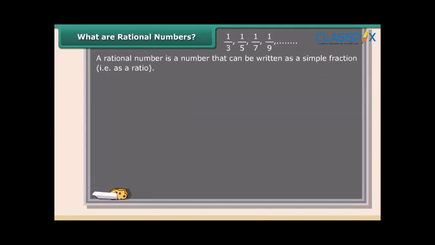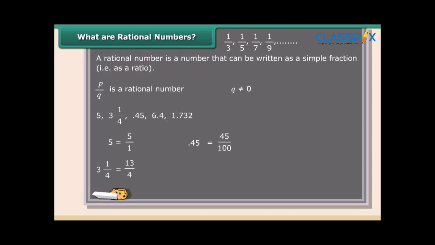A rational number is a number that can be written as a simple fraction, that is, as a ratio. So, a rational number looks like this, that is, P upon Q. Remember, Q cannot be equal to 0. Can you tell which of these numbers are rational? Yes, all of them are rational. So, rational numbers are simply the numbers of arithmetic.